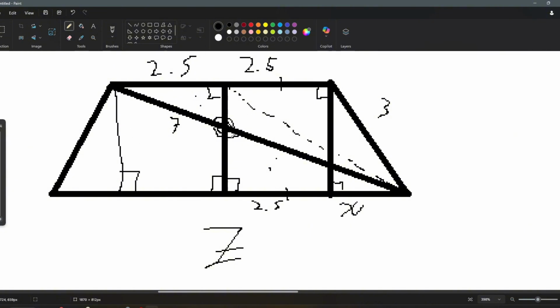If we were to use vertical things, let's have vertical angles. If I were to do this, this is a right angle, this is a right angle. Yeah, no.